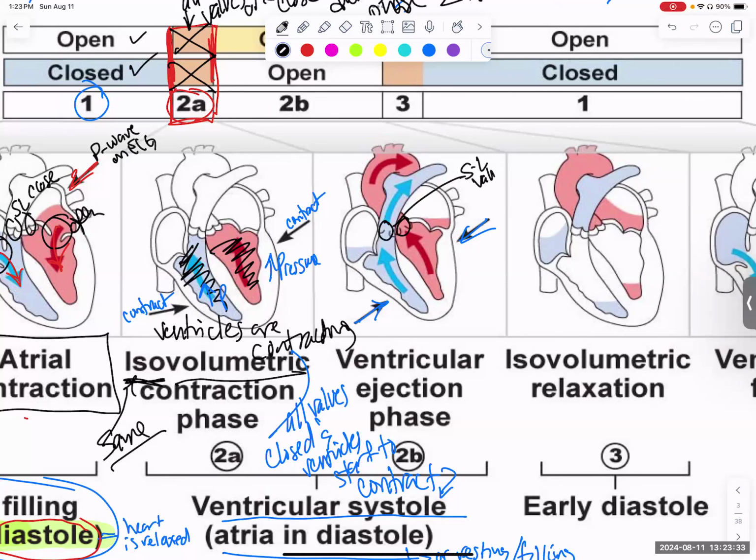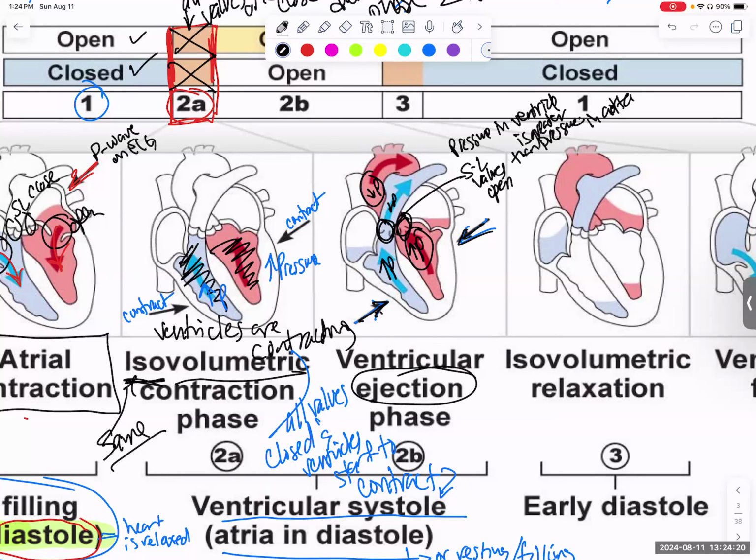So semilunar valves open. That is the aortic semilunar valve and the pulmonary semilunar valve. The pressure in the ventricle is greater than pressure in the aorta. So when the pressure is greater in the ventricle than in the aorta, and same for the right ventricle and the pulmonary trunk, the semilunar valves are going to open. And this is happening when the heart is contracting. It's ejecting blood out of the ventricles into the aorta and the pulmonary trunk.